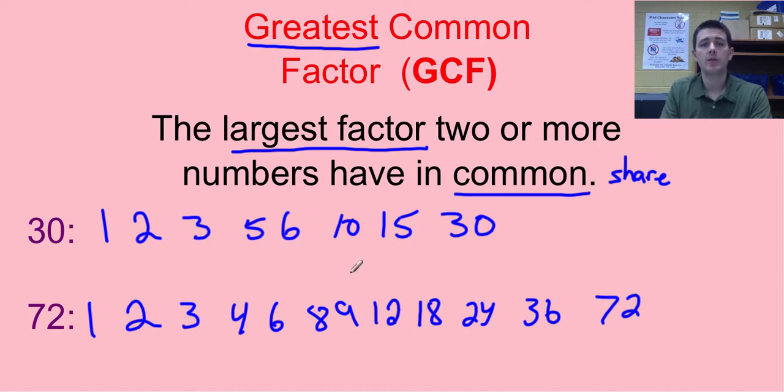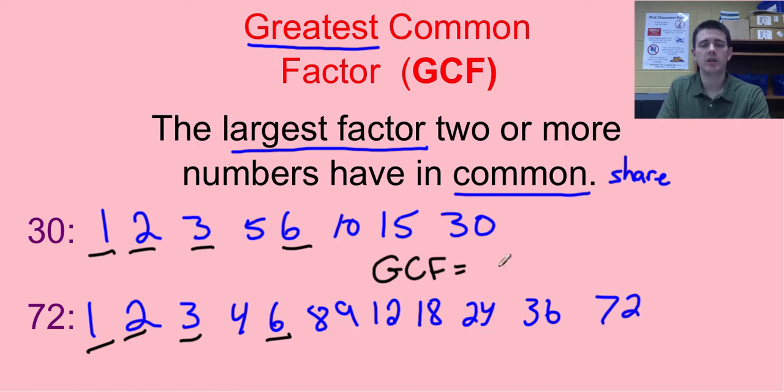So we have a lot of numbers that they have in common. I see a 6 in both lists. I see a 3, a 2, and a 1 in both lists. But the greatest common factor, the GCF, is the largest number that showed up in both of those lists. In this case, that's our 6. So our GCF is 6. It's the largest factor that worked for both numbers.